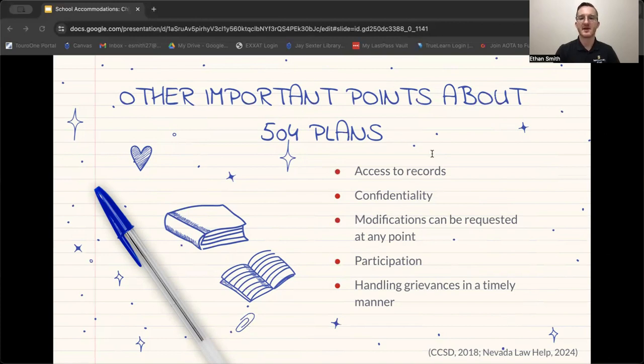Modifications can be made to the plan at any time, and if one is proposed by the parent or the educational team, it is required that a meeting be scheduled to determine if the modification should be made, and in turn, reflected in the student's 504 plan. Parents have the right to participate or not in meetings concerning their child's identification, evaluation, educational placement, and the provision of a free, appropriate public education.